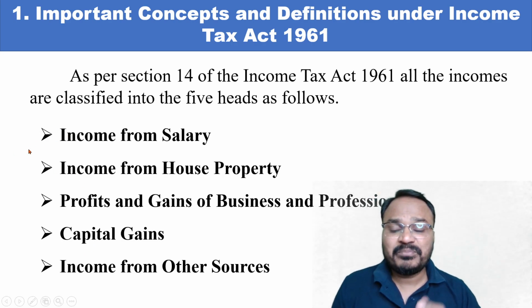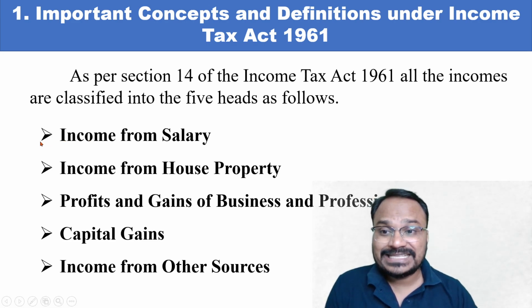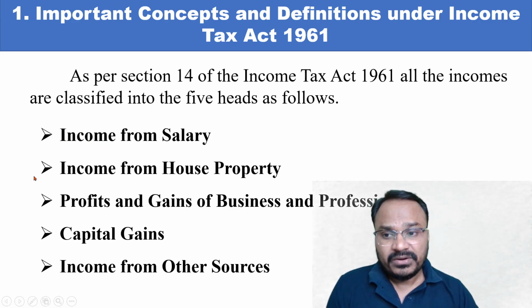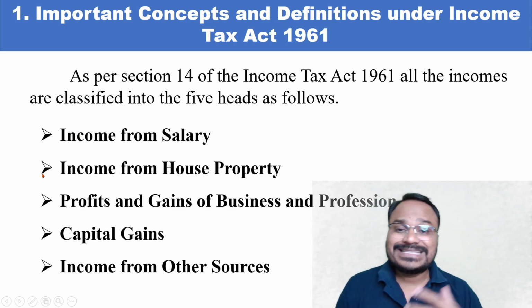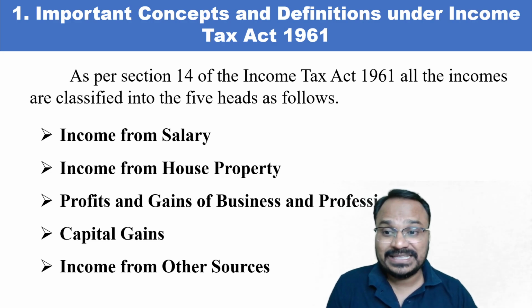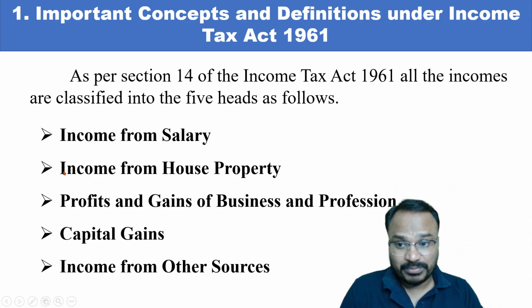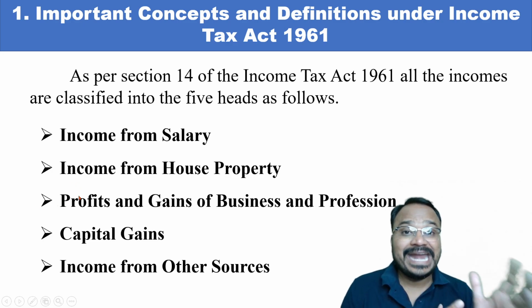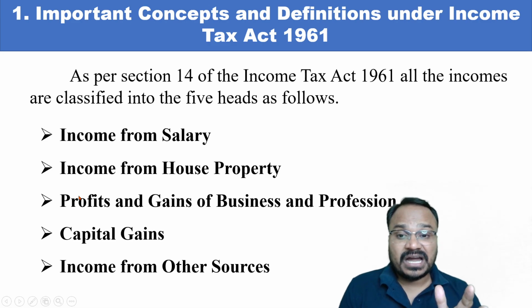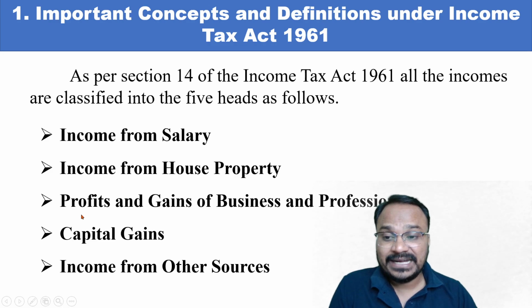Here you can see if a person is a salaried person, his or her income is categorized as income from salary. Similarly, if a person has house property and is earning something from it, that income is categorized as income from house property. And for businessmen and professionals like chartered accountants, doctors, lawyers, there is a separate head, and the title is profit and gains of business and profession.